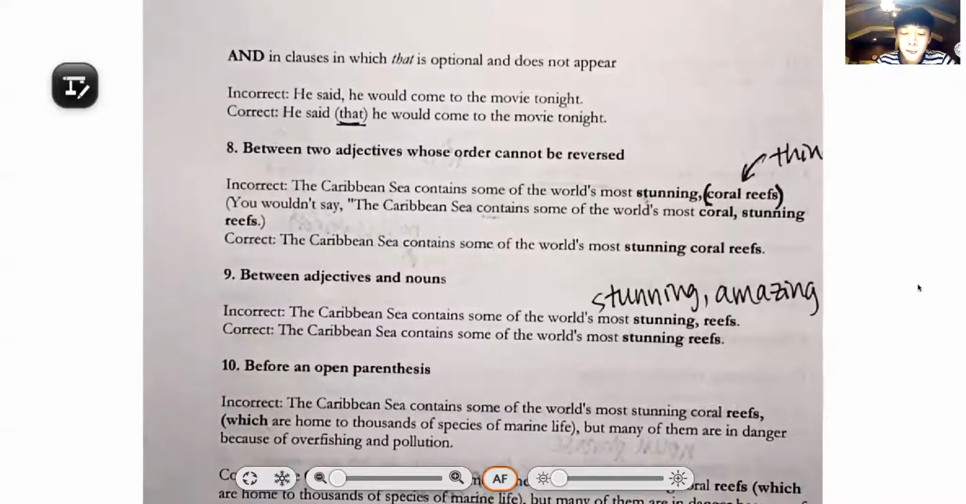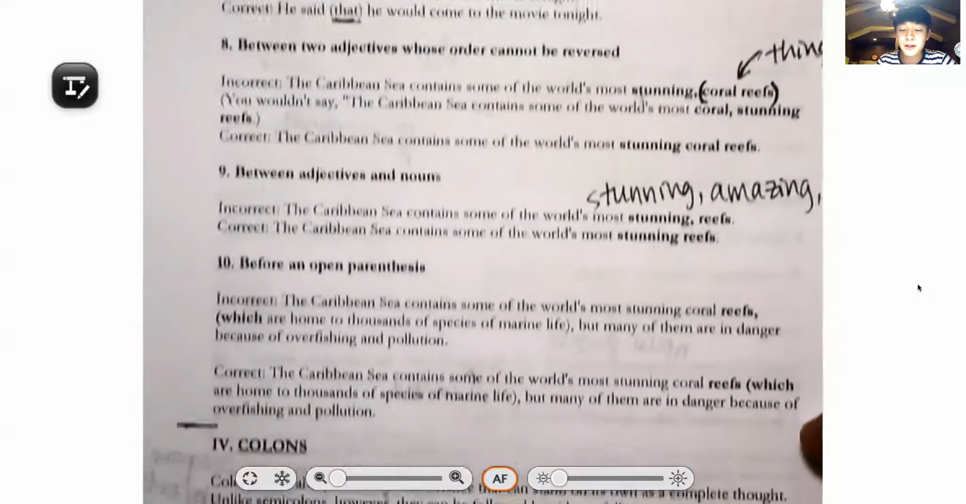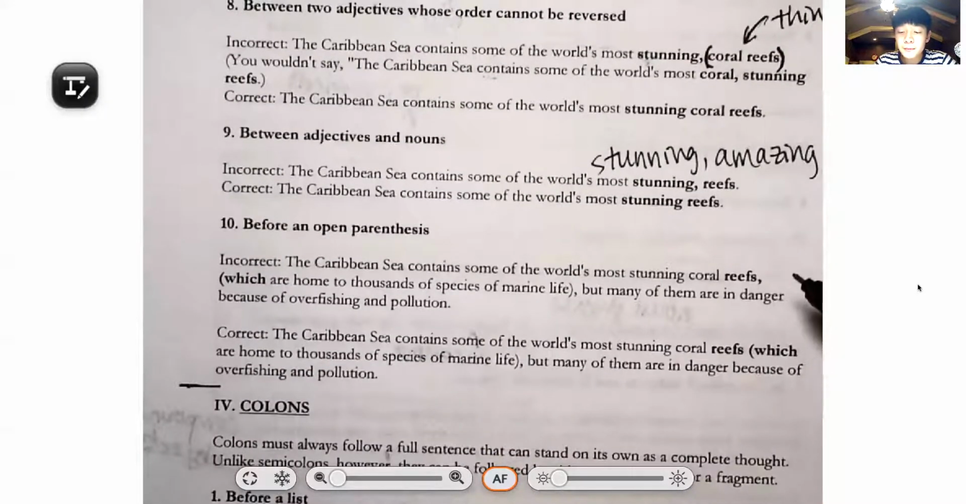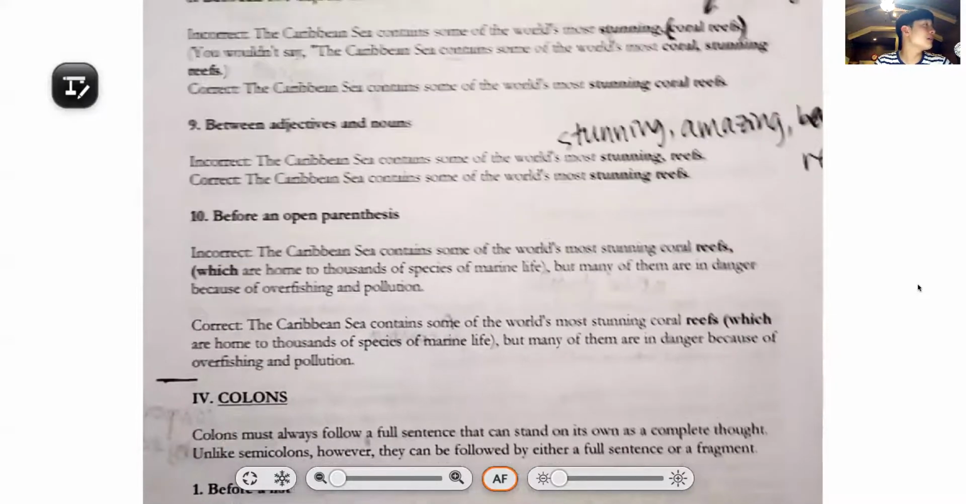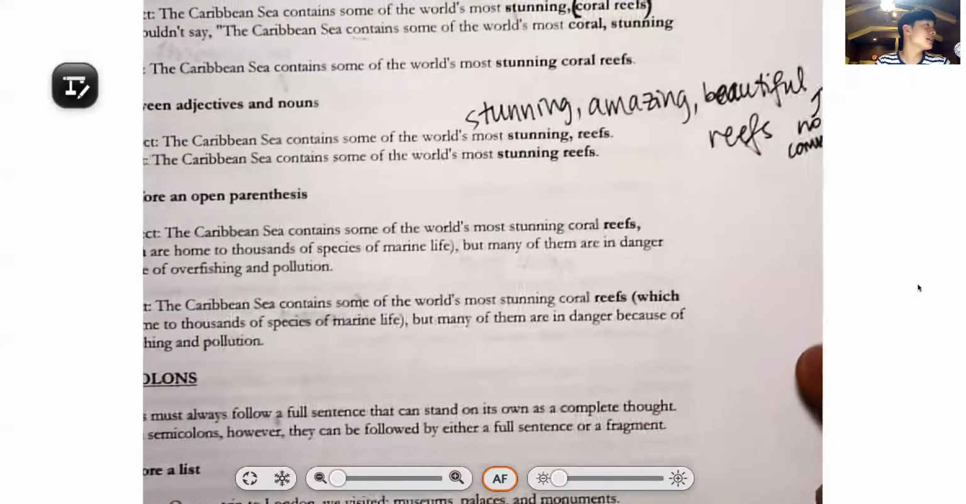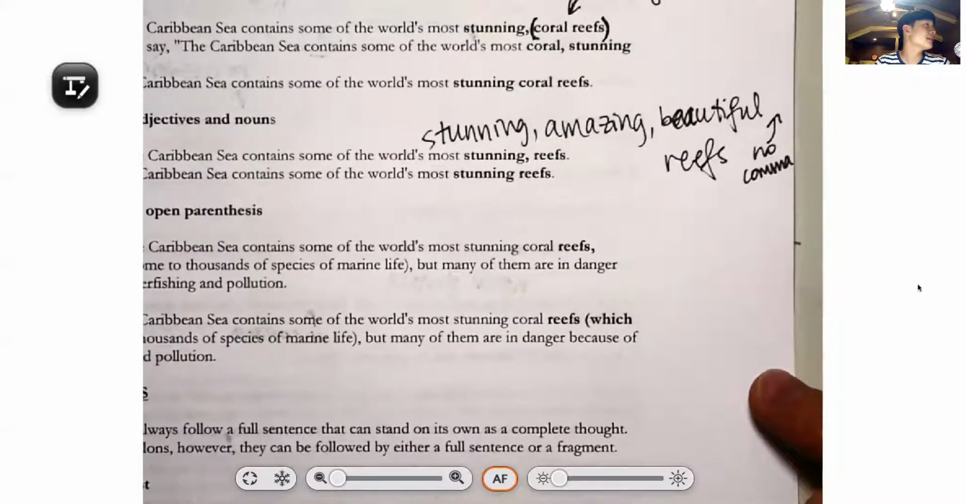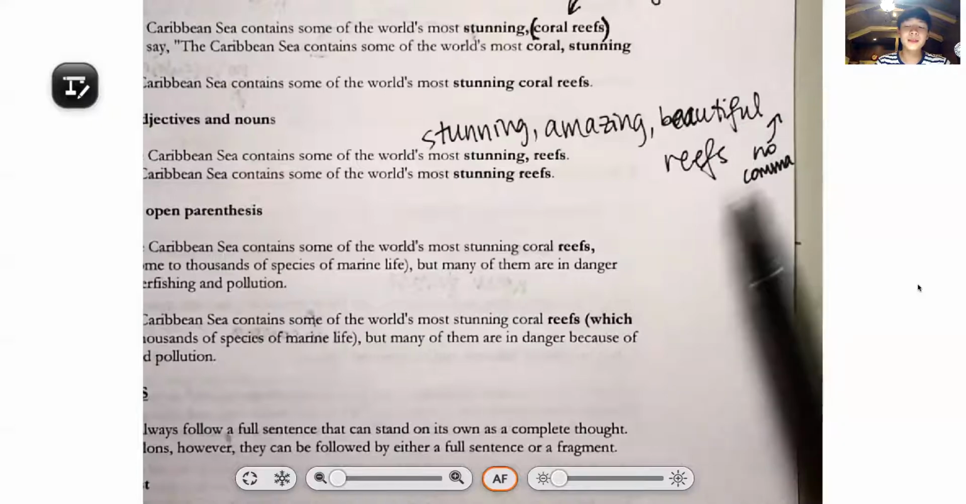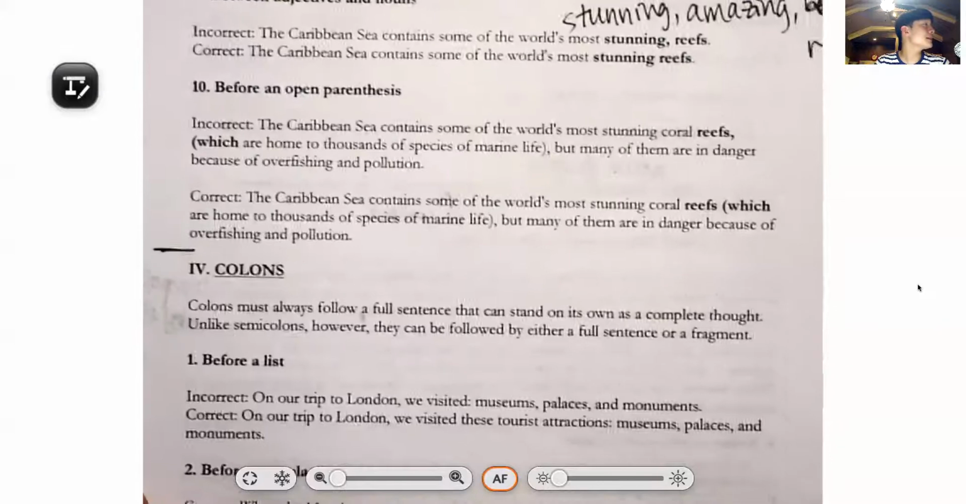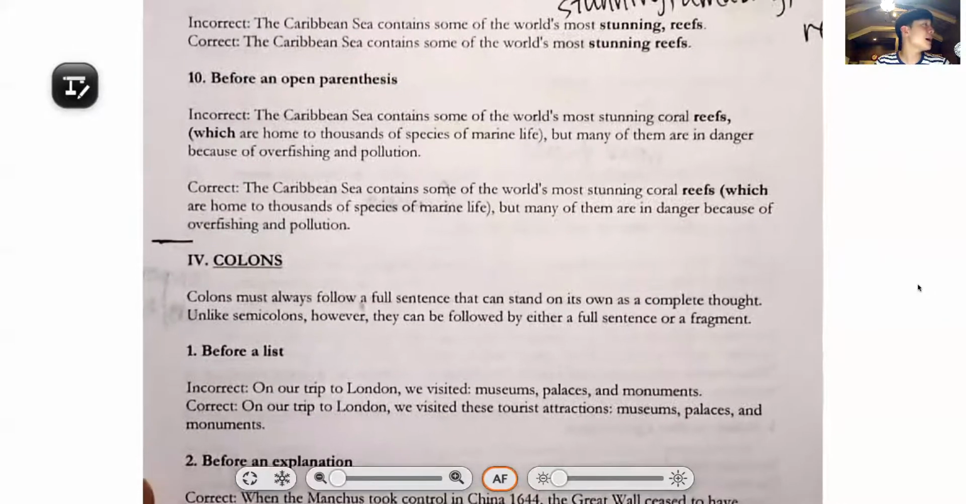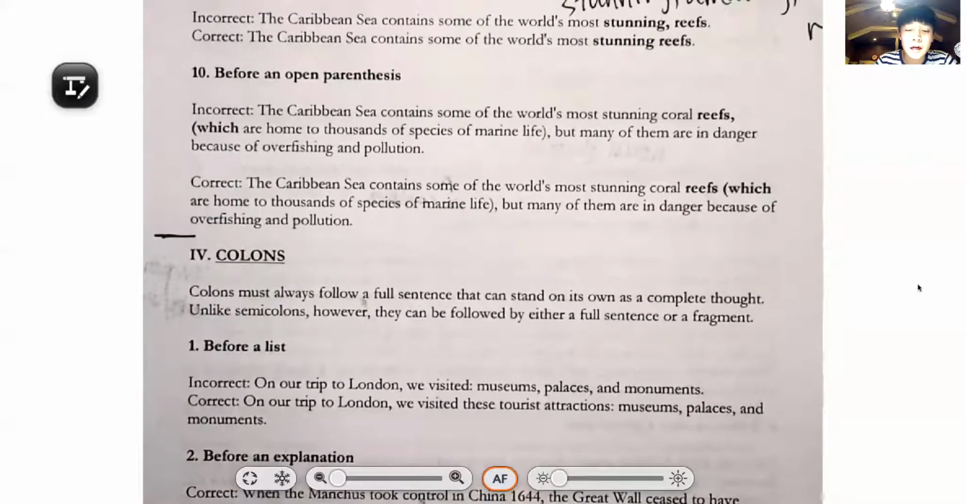Okay. Before an open parentheses, you never put a comma. So an open parentheses is already by itself a way to designate an appositive phrase. Sorry, you couldn't see what I was writing on this side. Stunning, amazing, beautiful reefs with no comma between these two. Okay, so parentheses indicate an appositive phrase by themselves. They don't need another comma there.